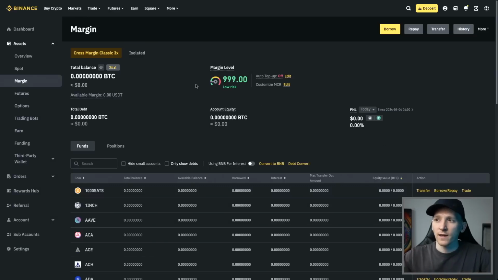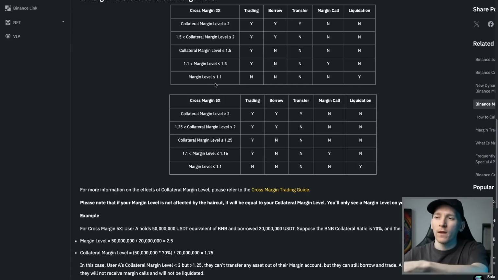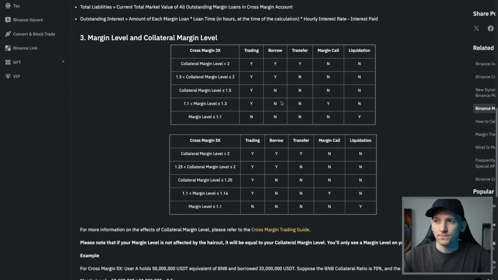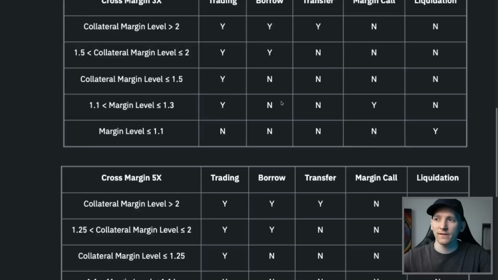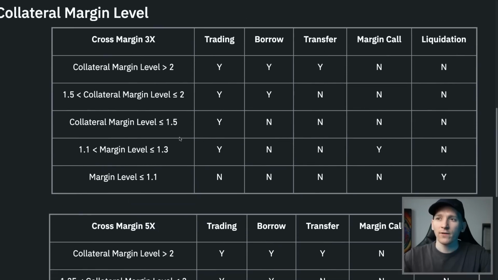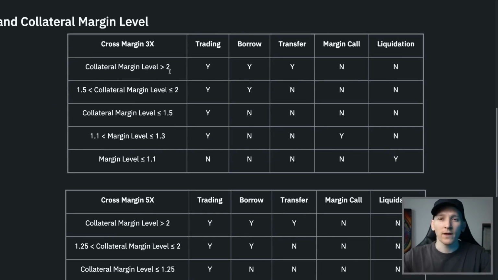If we go to the margin account right here, you should be able to see this. This is a score, and it's going to tell you how healthy it is. This is a score based on the amount of money that you have, cash, and the amount of equity that you have. And it comes out into these levels, as you can see here. If your margin level or margin ratio is above 2, then no problems. That means you have plenty of money to fund the trade and you can trade, borrow, transfer, and you're not going to get any margin calls or liquidations.